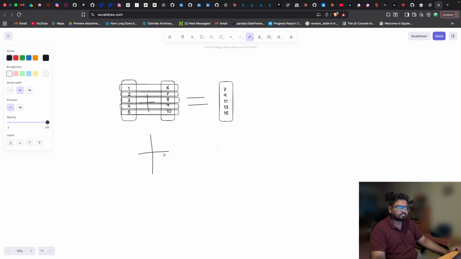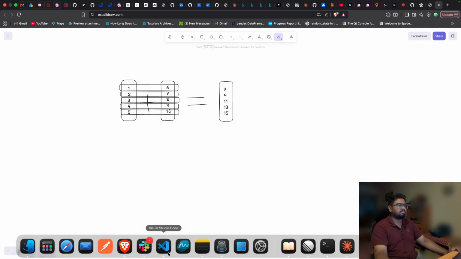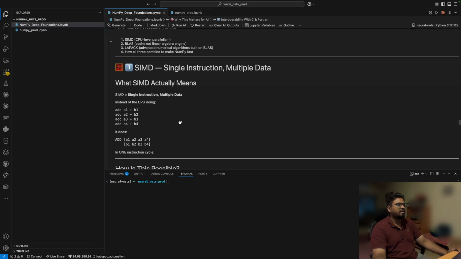So this is the operation that we are performing, and this is a single instruction that we are providing. But when you say multiple data, it means not a single integer, but a block of integers, and it is performing that operation on a block of information, not on a single element or one single part of that block. Okay, so that's what it actually means when we say SIMD.